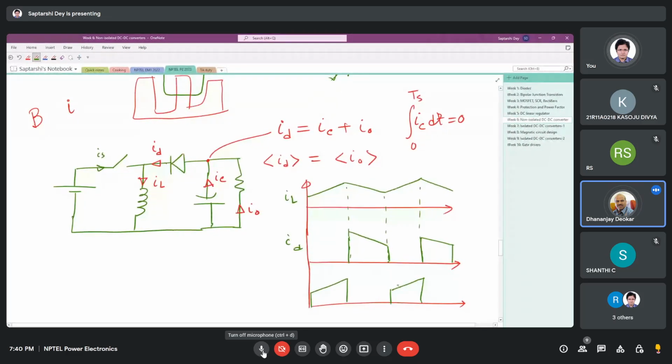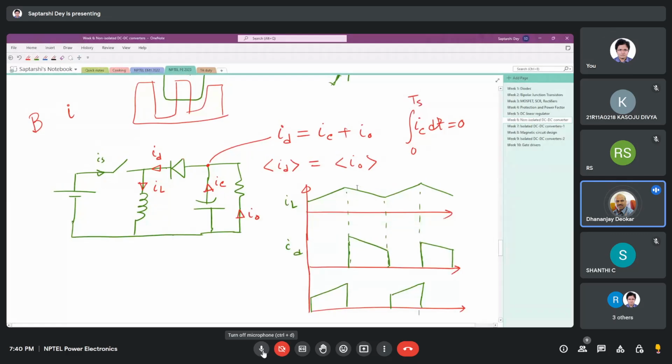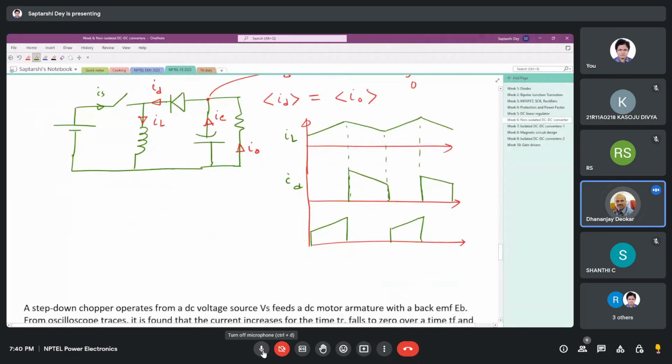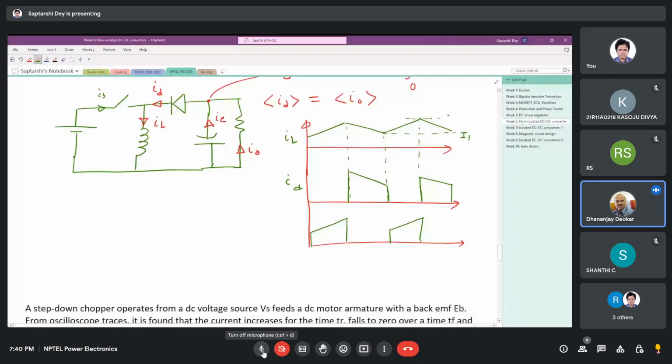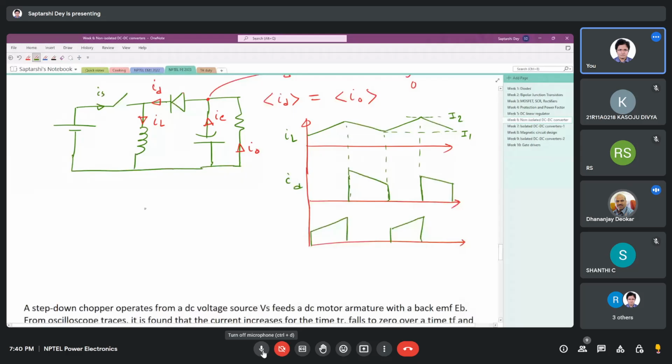Okay. This is my source current. Now my question is about how we get to know the average value of it, right? Suppose the minimum value I am writing as I1, and the maximum value I am writing as I2.